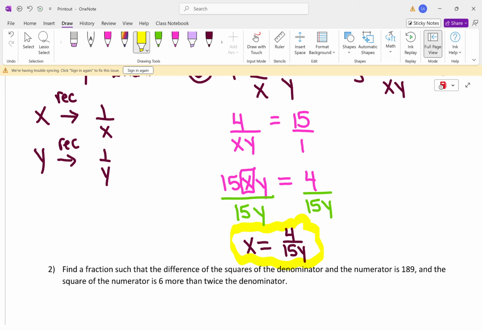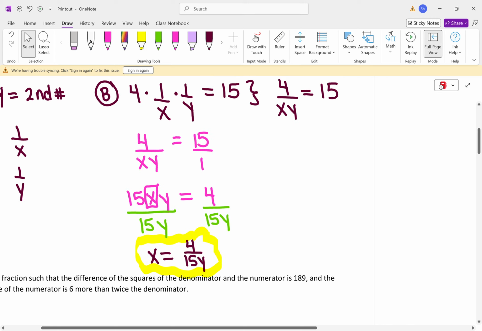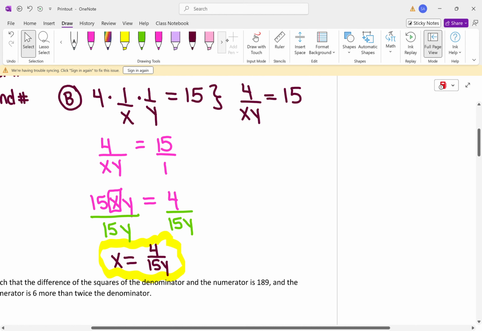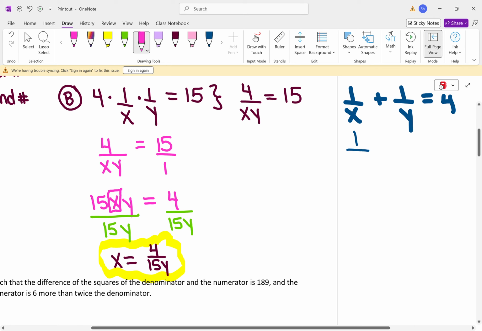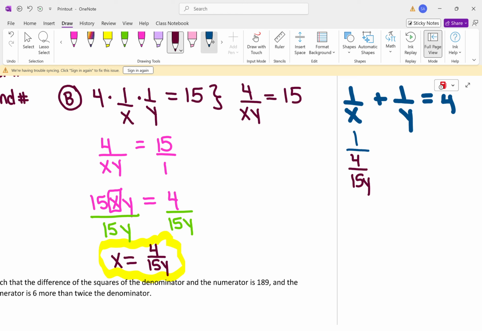So now that I solved for one of the variables, I'm going to go back into the equation that I didn't manipulate. I manipulated the second equation, so now I'm going to go back to the first equation. So the first equation was 1 over x plus 1 over y equals 4. And now wherever I see an x, I'm going to put in 4 over 15y. So this is going to be 1 over 4 over 15y plus 1 over y equals 4.